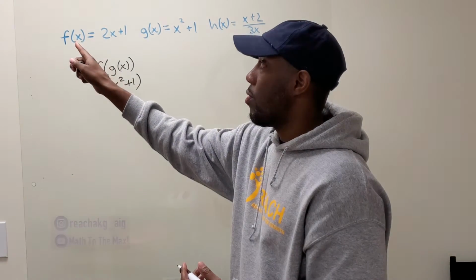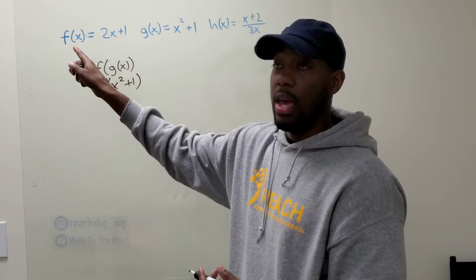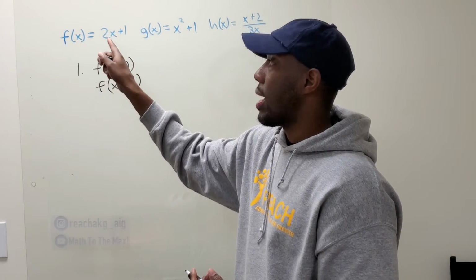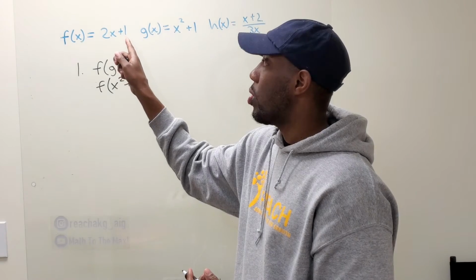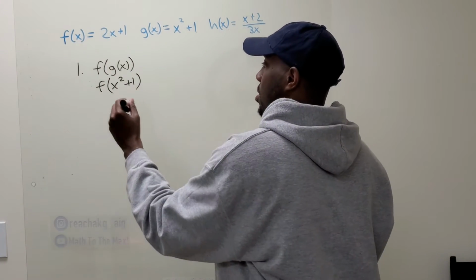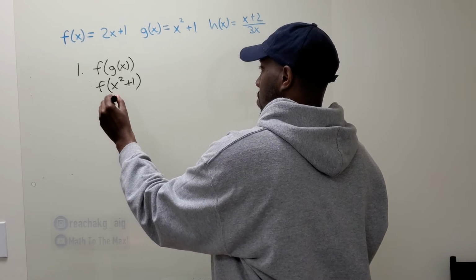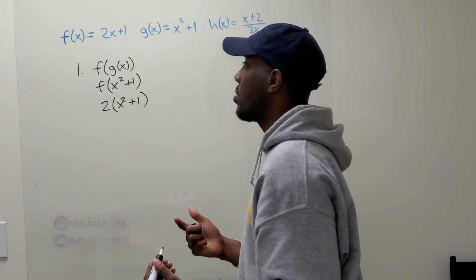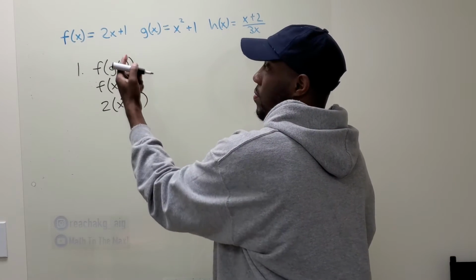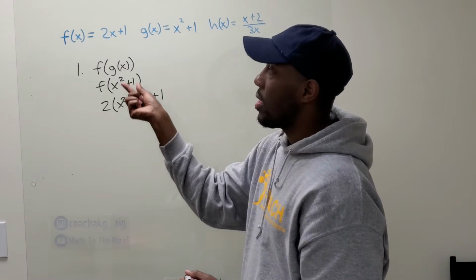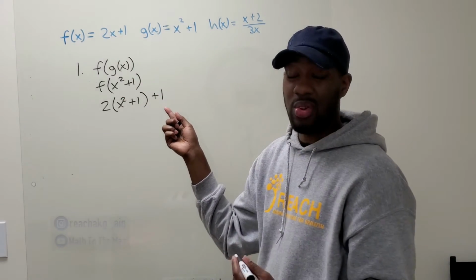Remember, if I would say f of 1, 2 times 1 plus 1. F of 2, 2 times 2 plus 1. F of happy face, 2 times happy face plus 1. But I'm doing x squared plus 1 in there. So it'll be 2 times x squared plus 1. And then you just do your distributive. I gotta put the plus 1 on the outside as well. So I put that into the function, but then still a plus 1 on the outside.